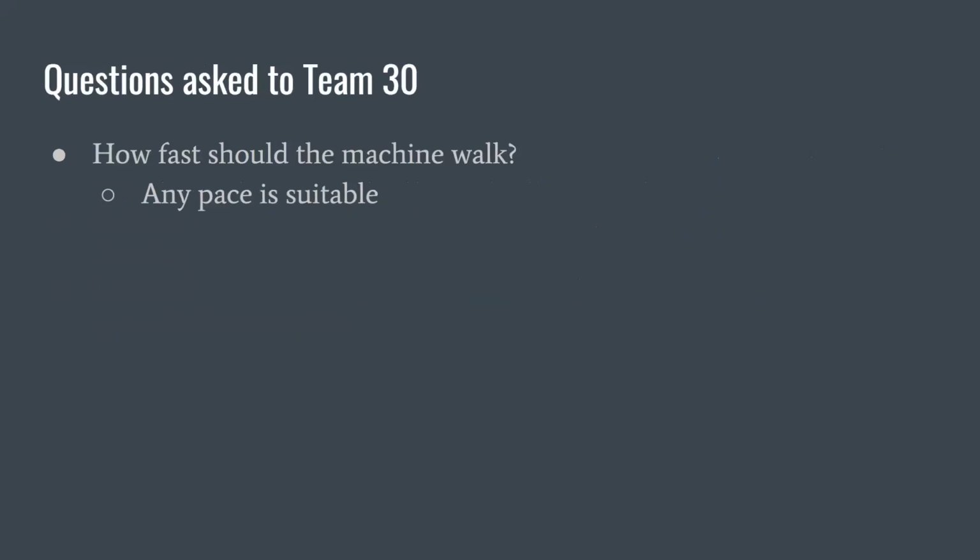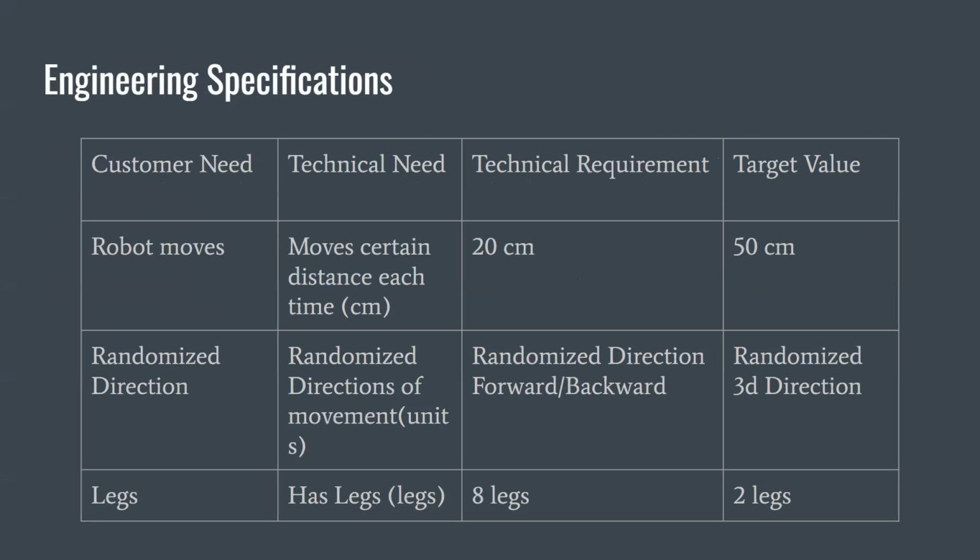Through the questions process, we were able to determine that the machine could walk at any pace. In terms of specifications, we outlined technical needs and requirements in order to determine target values for each of the customer needs outlined by the client. This led us to target values of movement for 50 centimeters, randomized direction in 3D, and utilizing 2 legs in our final design.